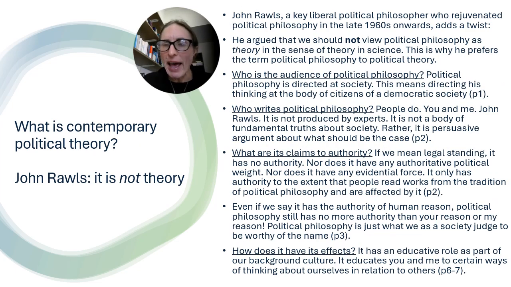So we've mapped out how theory is understood, both descriptive and prescriptive, even for natural science. We've mapped out how this applies to political theory, where the theory is about those institutions that regulate the lives of everyone, those public institutions. But we now come to John Rawls, a key liberal political philosopher who rejuvenated political philosophy in the late 1960s onwards, who offers a twist.